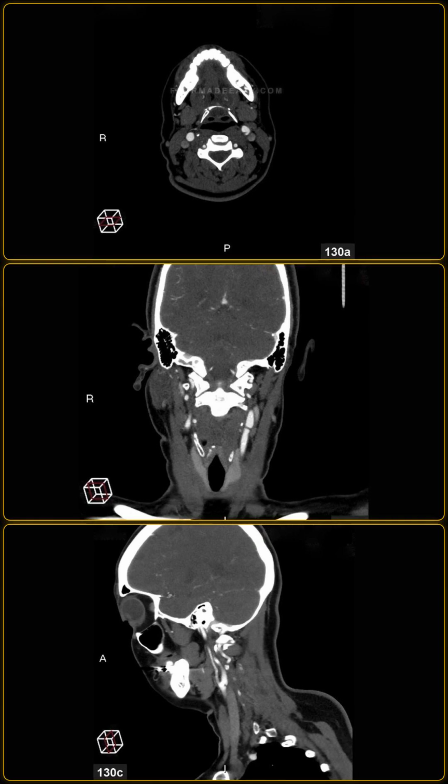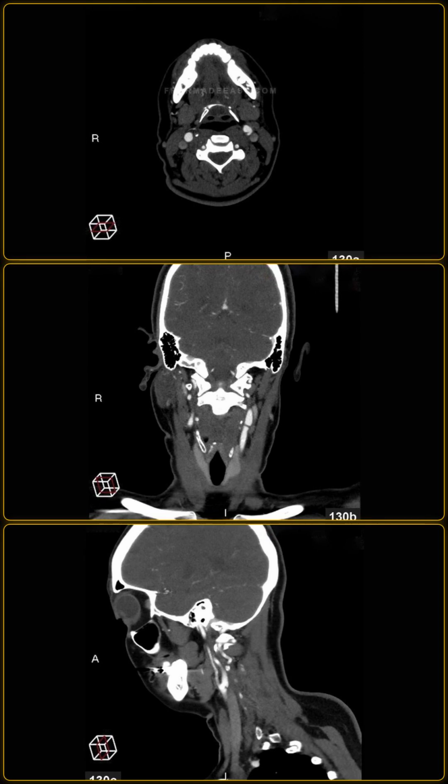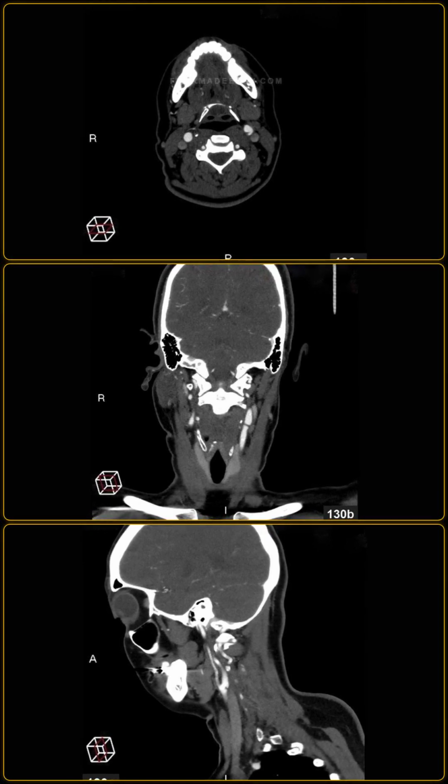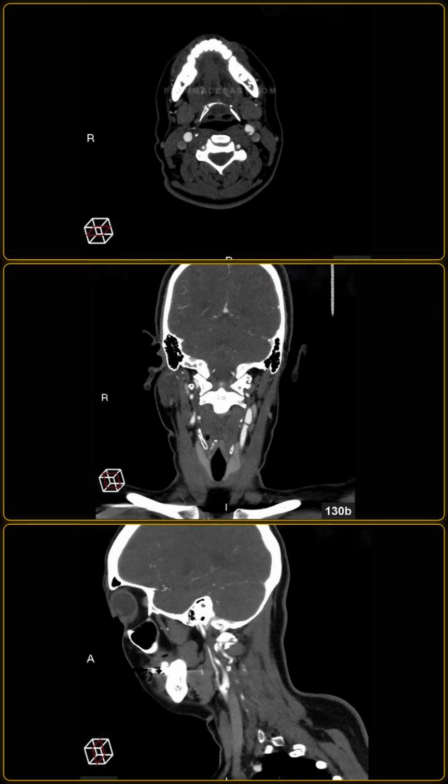A 41-year-old presents with a 12-hour history of acute onset dizziness, slurred speech, expressive dysphasia, and right-sided weakness, with a history of stroke 6 months ago. I am showing you sagittal, axial, and coronal CT angiograms of the neck.